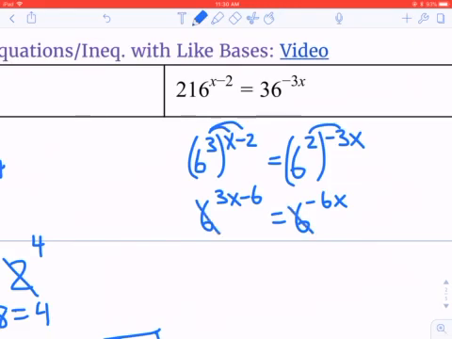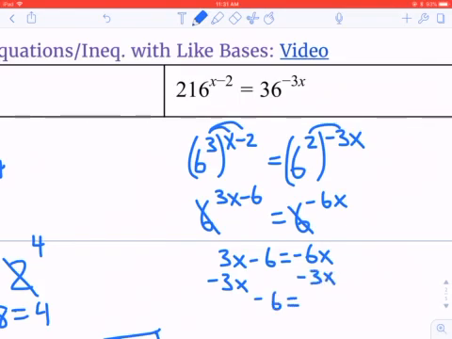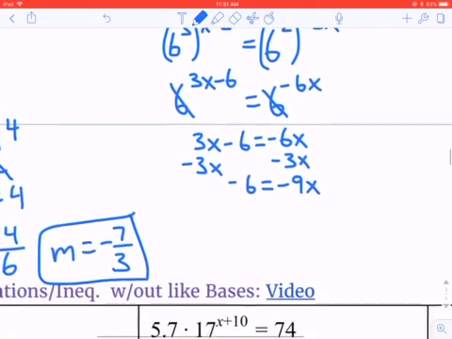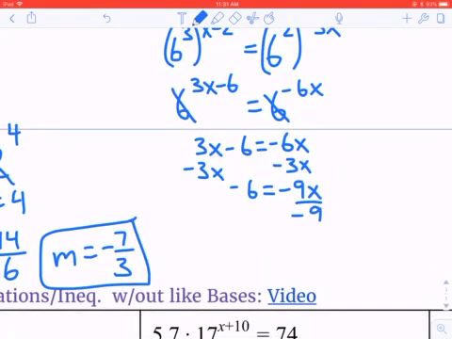Then we could cancel like bases and solve 3x minus 6 equals negative 6x. Then if we move 3x over, we'll deal with our negatives in just a second. We'll have negative 9x on that side. And then we can divide by negative 9. So x will equal, let's see, 2 over 3.